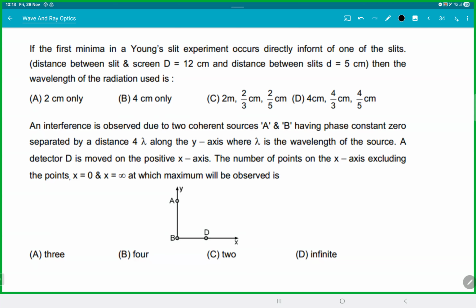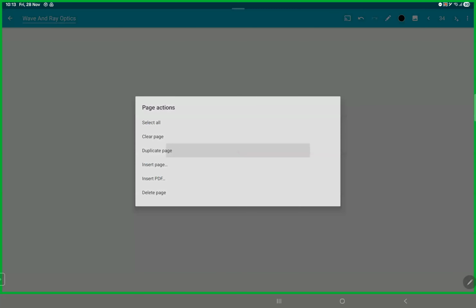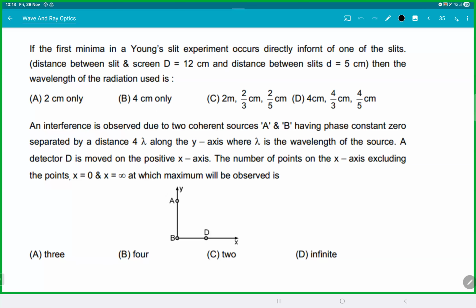Let's see. The first minima in a YDSE occurs directly in front of the slit. So basically, yeah, then it's a straightforward question. We got a slit, this was there, so right exactly in front of it. So this distance was d by 2. So the path difference delta x is dx by capital D, and it is the first minimum, so this should be lambda by 2. And x is nothing but d by 2. So lambda is equal to d square by capital D. This is that missing wavelength one.